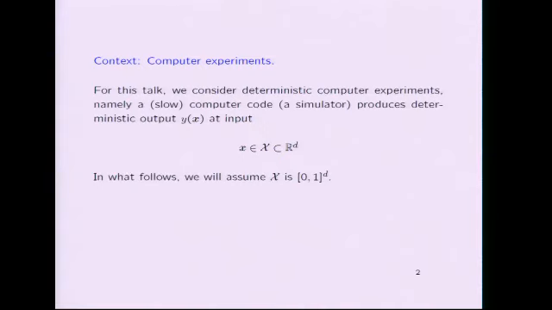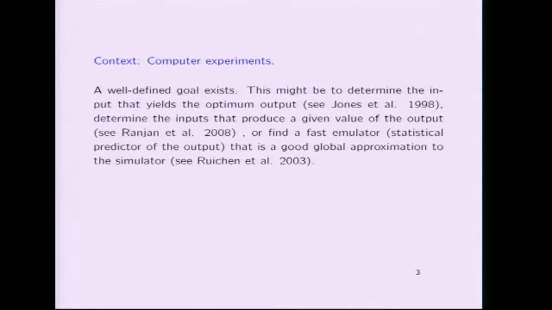So again, the context is computer experiments, and I'm going to consider a deterministic computer experiment with a slow computer code. It produces a deterministic output at input x, and for the most part, I'm assuming x is just the unit square for the purposes of this design talk. I'm assuming there's a well-defined goal that you're running the computer experiment for some purpose.